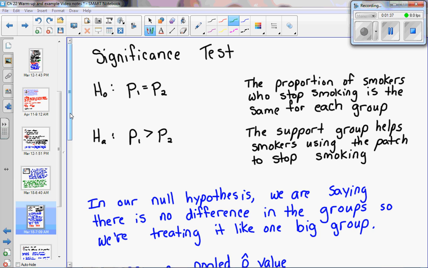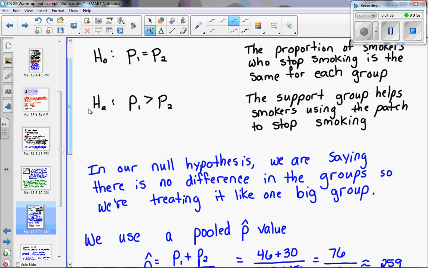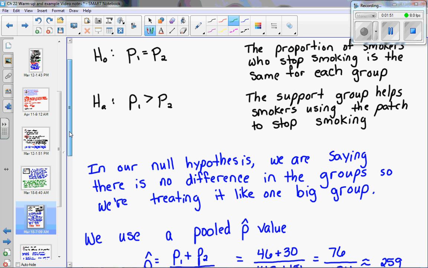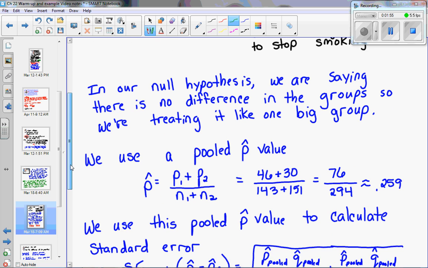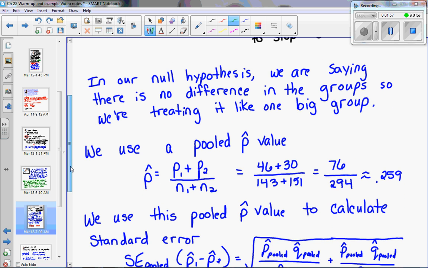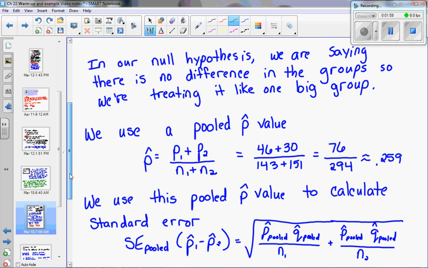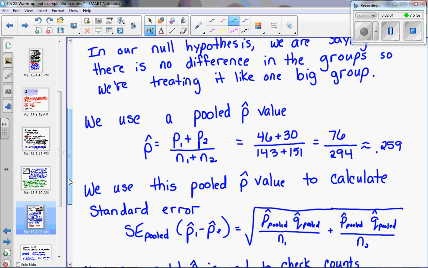So in our null hypothesis, notice that we're saying there's no difference in the groups. So we're kind of treating this like one big group, because we're saying it's all the same. Because of that, we're going to do what's called a pooled p hat value. We're saying it all comes from one big pool, so we pool the p hat value, meaning that we're putting the two groups together.